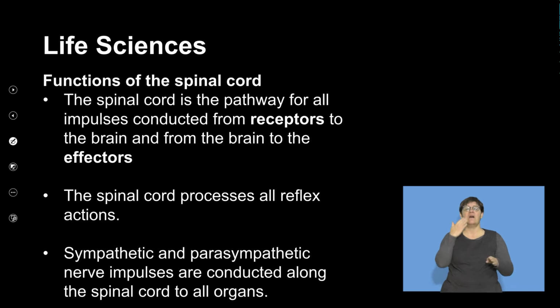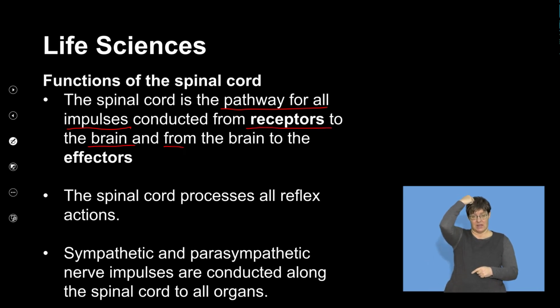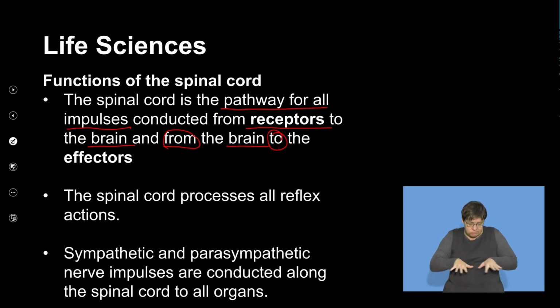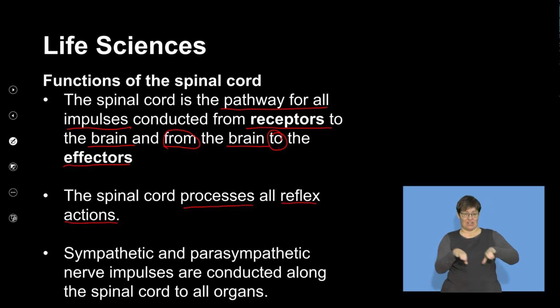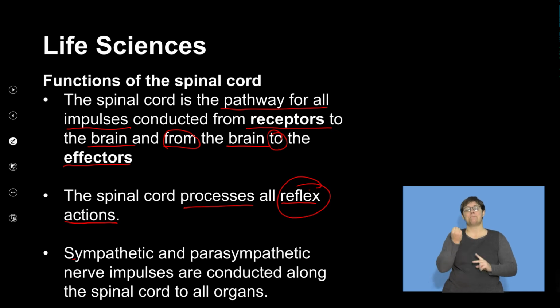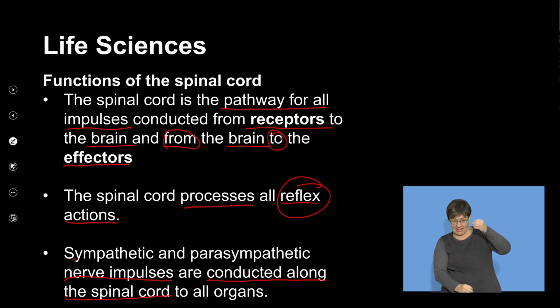Then functions of the spinal cord. The spinal cord is a pathway for all the impulses, and it conducts them from the receptors to the brain, and from the brain to the effectors, such as muscles or glands. Then the spinal cord also processes all the reflex actions. This, we are coming to it. Then we've got the parasympathetic and sympathetic nerve impulses conducted along the spinal cord and to all the organs.